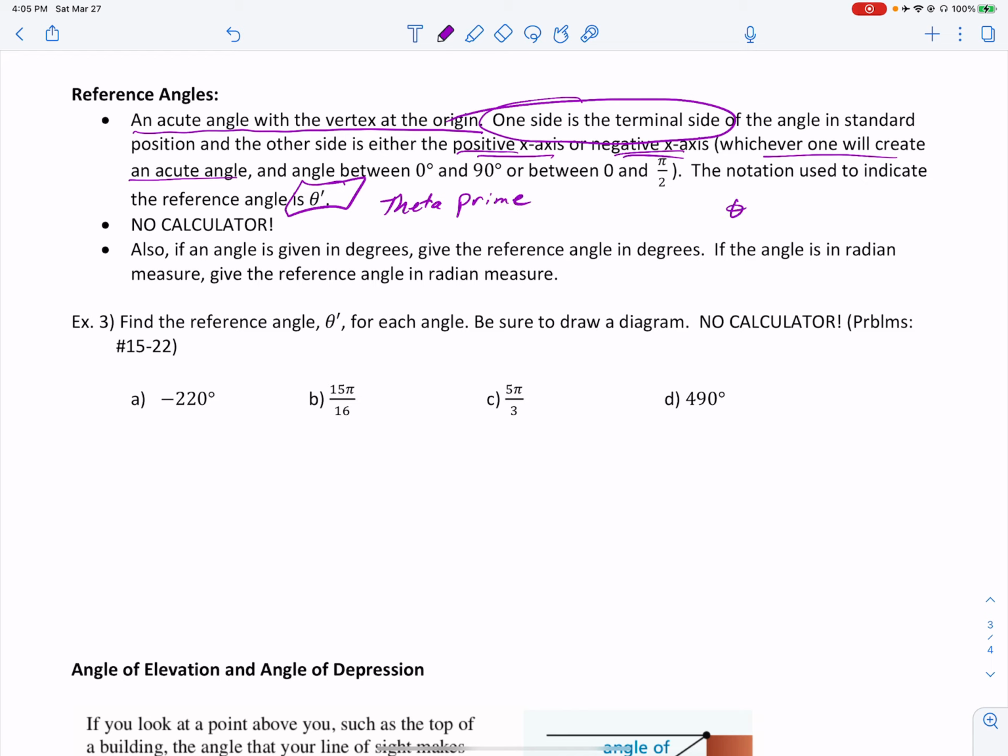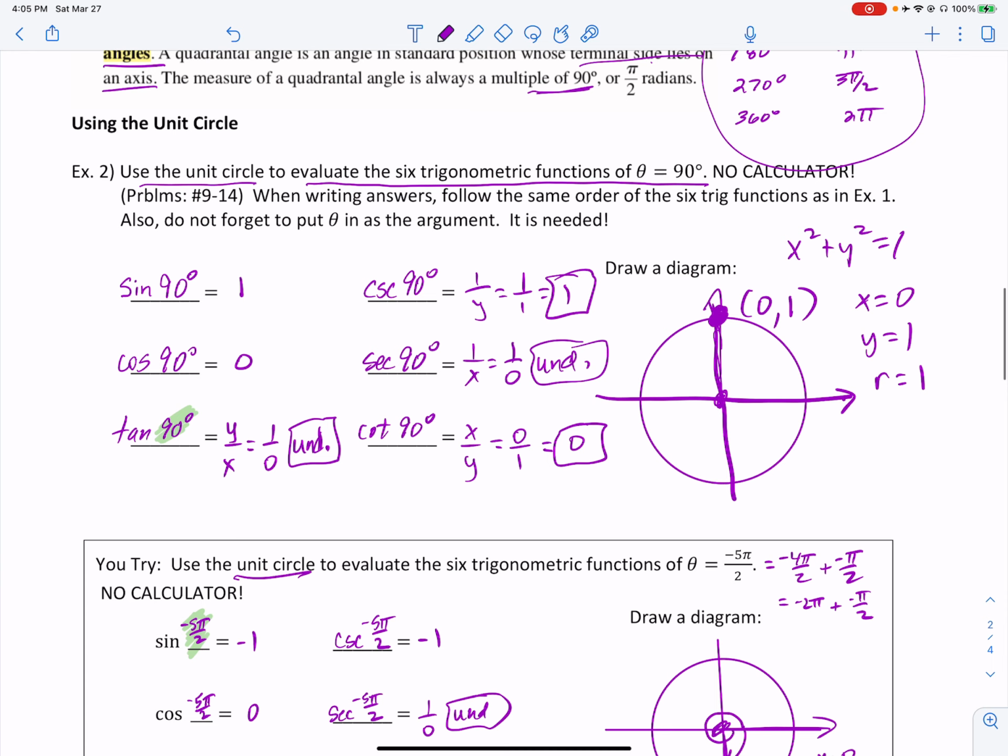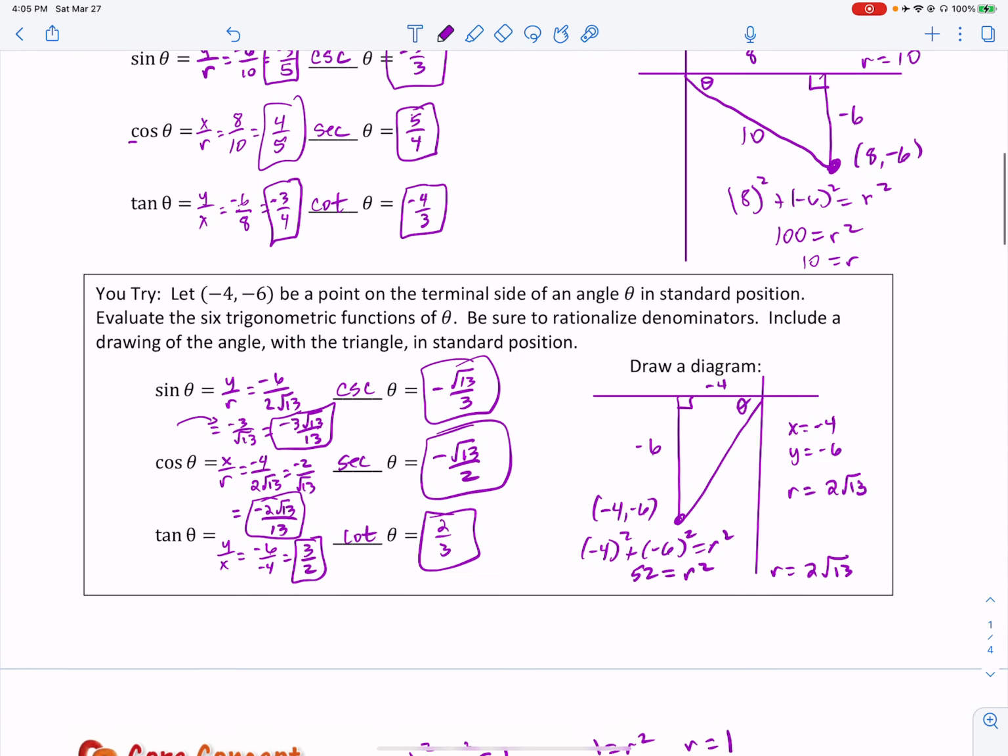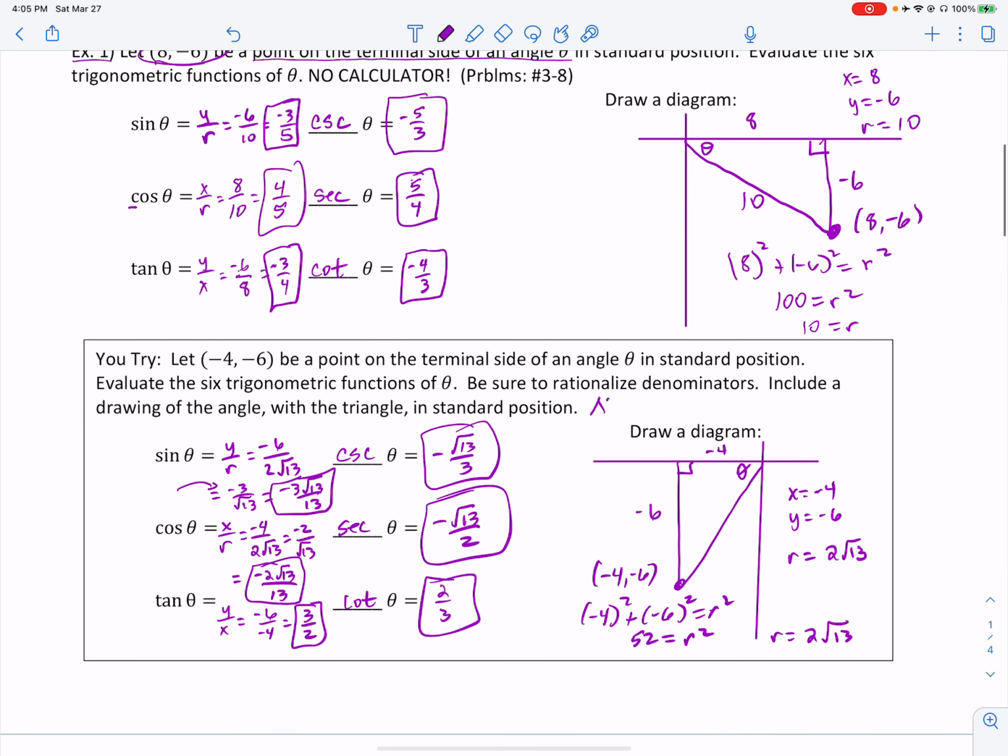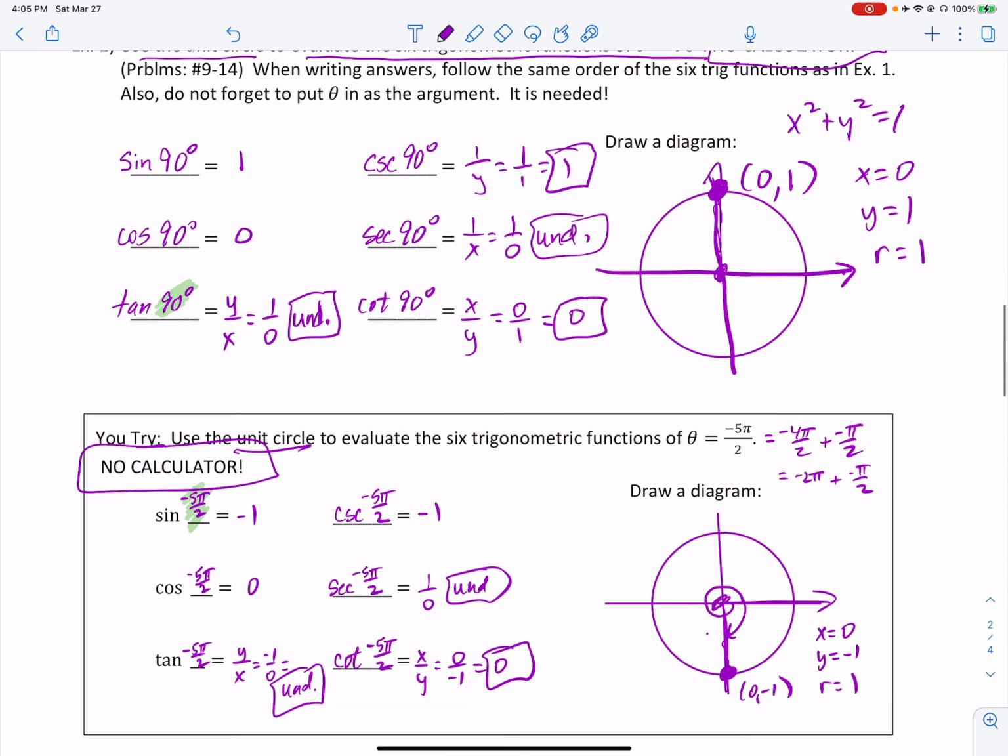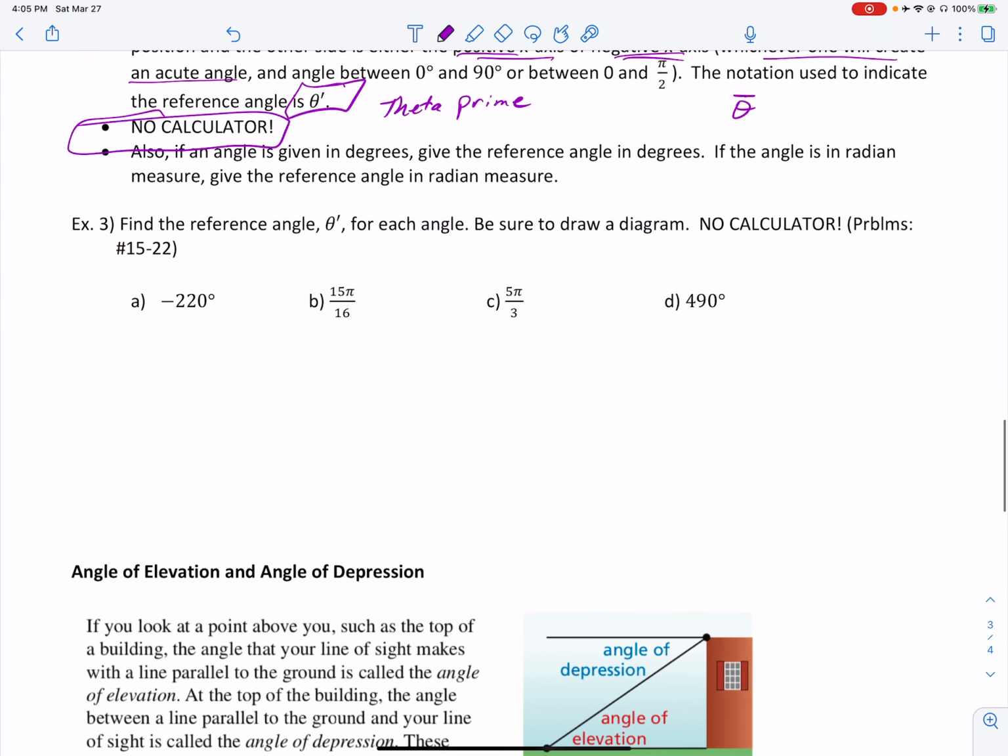I've also seen the reference angle with a bar over it, so that could be a possible other notation. All of this is no calculator. No calculator, no calculator. None of this is calculator. Oh, and on the new notes I put in here, I just grabbed the wrong file for them. So no calculator. This is stuff that you just need to know and have a way to develop.